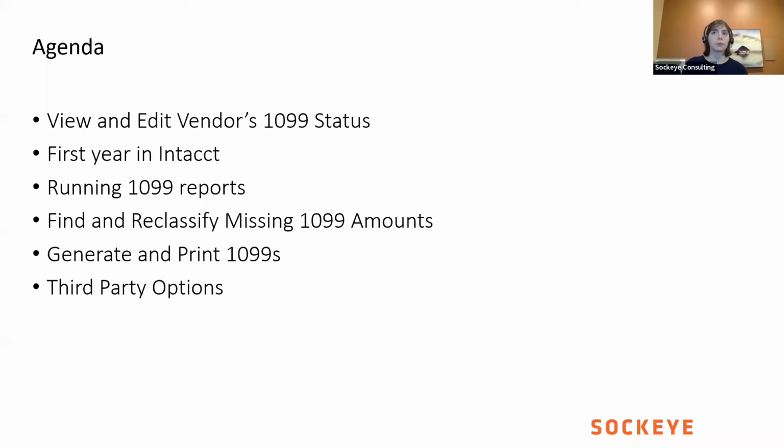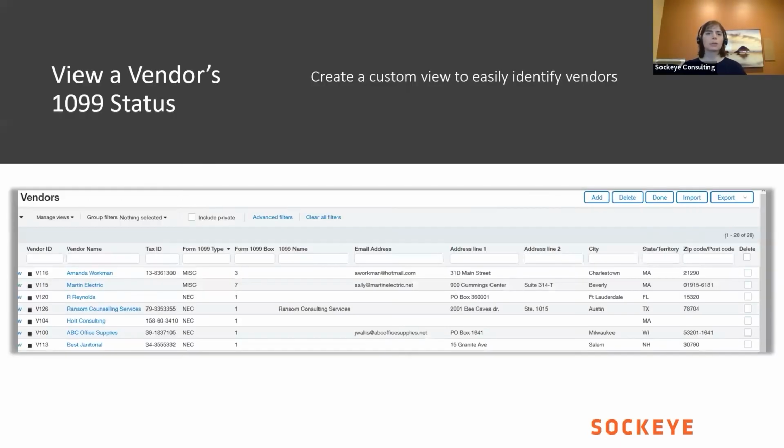And then if there's information missing, we can look at how to find and reclassify 1099 amounts. And after that, we'll be ready to generate and print the 1099s. At the very end, we're going to talk about some third-party options that are out there to make this process even easier. So let's start with viewing a vendor's 1099 status.